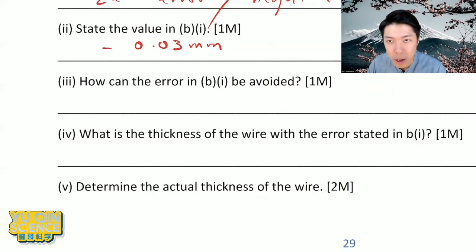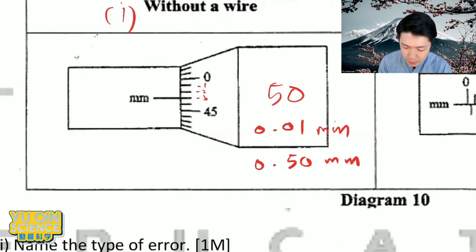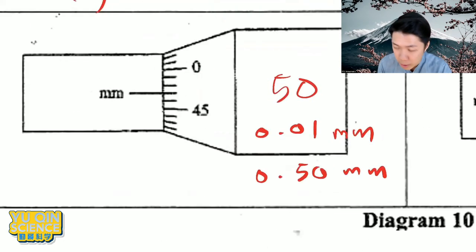There's nothing much you can do about it unless you throw it away and buy a new one, or else we will always need to minus the zero error. How did you get negative 3? Okay, like again, for Pavitra.